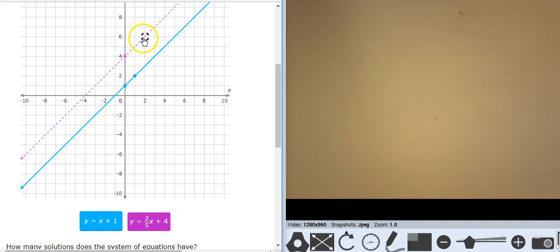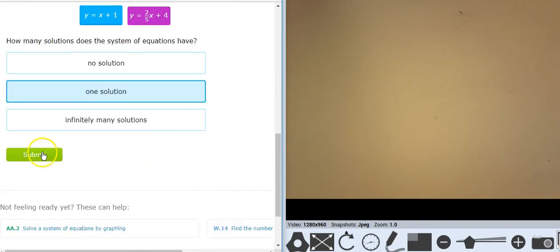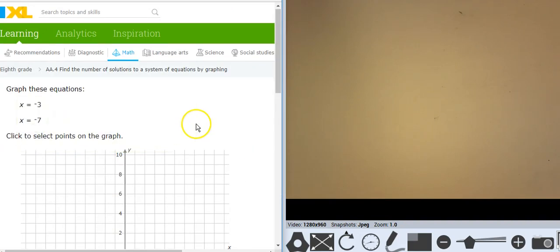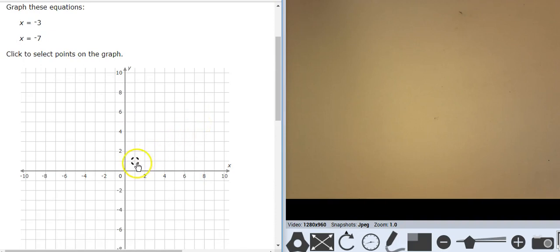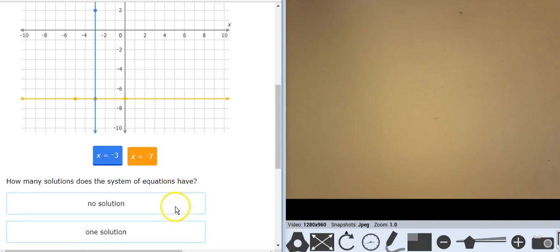5. 1, 2, 3, 4, 5. And right there, I can see that there is one solution. One solution, submit it. Right, x equals negative 3 is right here. And y equals negative 7 is right there. Whoops. Switch equations. Negative 7. And that's one solution.